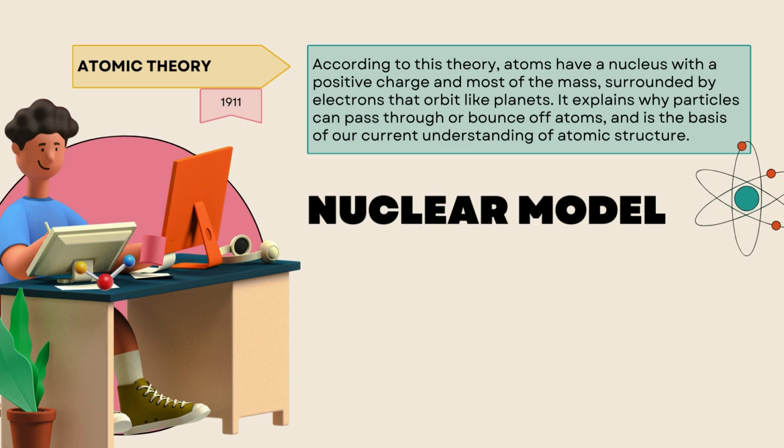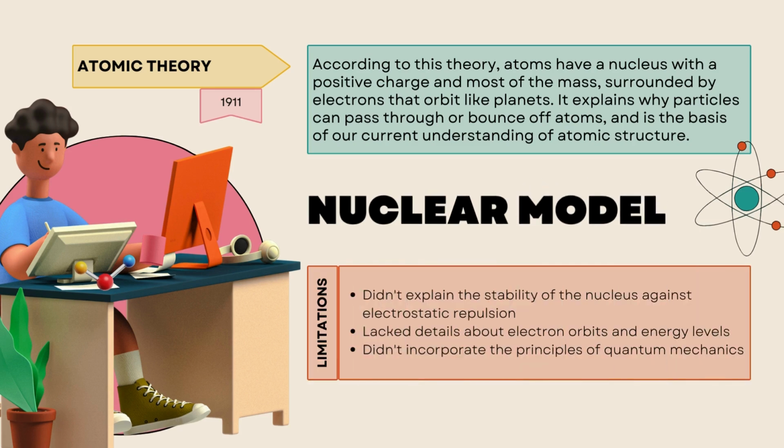Electrons are revolving around the nucleus in a fixed orbit, like a planet revolves around the sun, and they are present in a fixed orbit shape. This model also has some limitations. This model doesn't explain the stability of the nucleus against electrostatic repulsion.